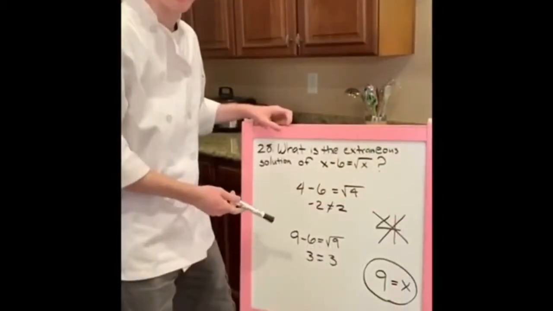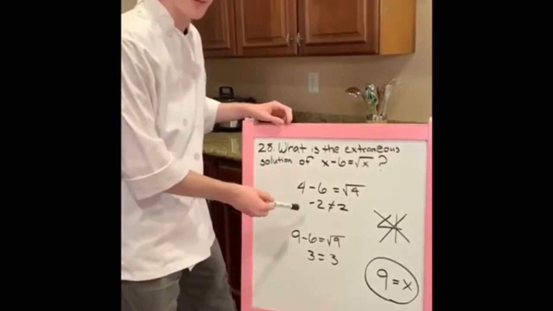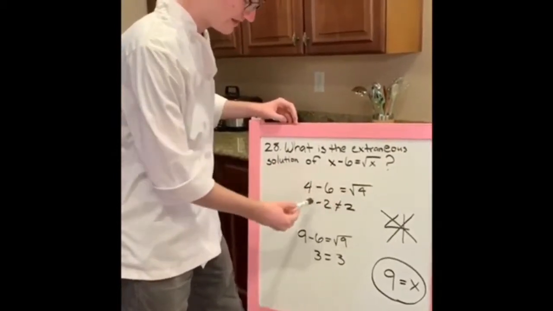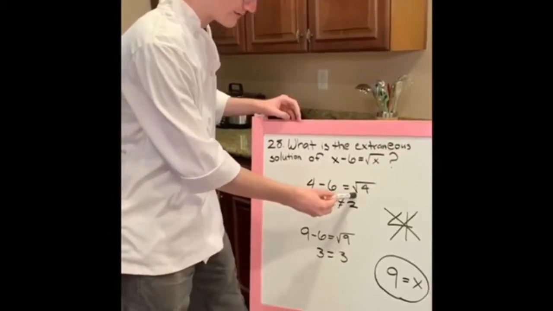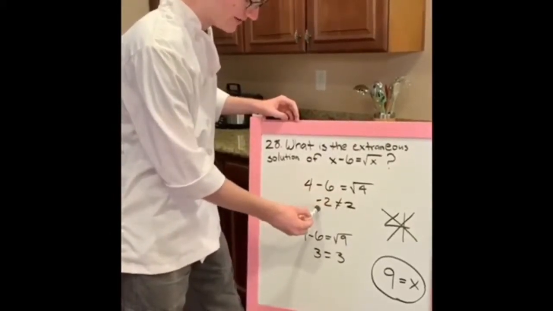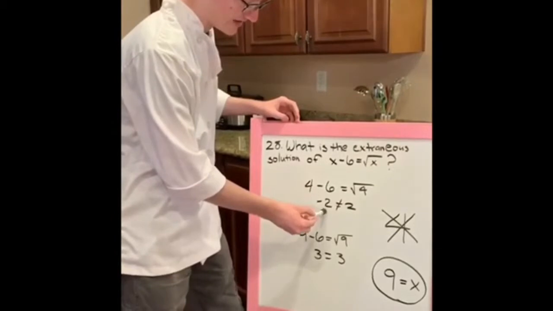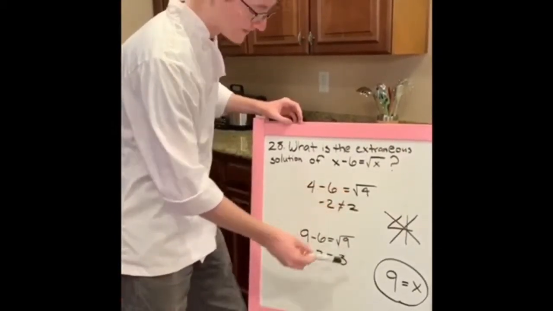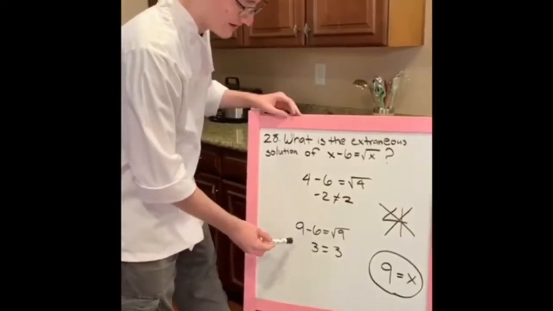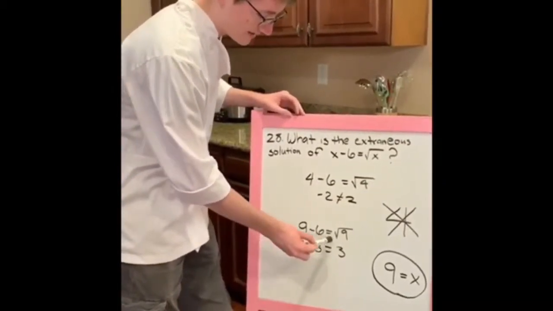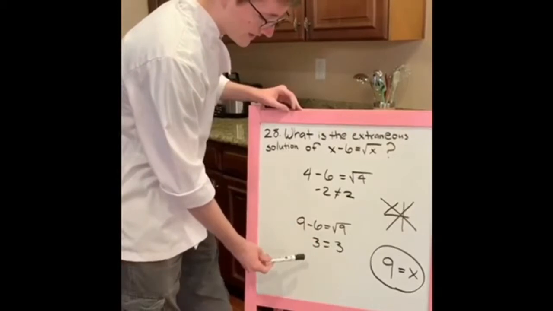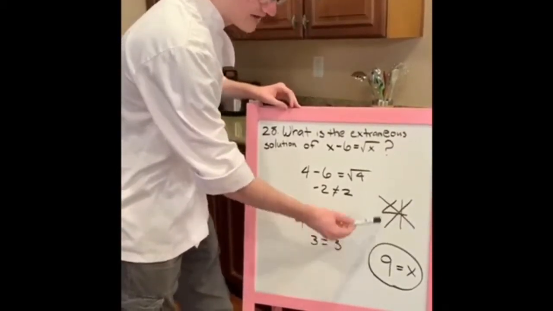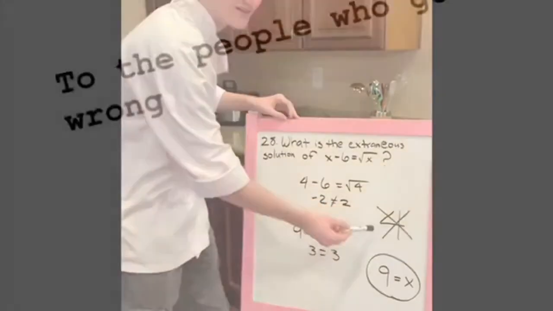And the extraneous solution is 4, and here's why. Because when you plug it back into the base equation, 4 minus 2 equals the square root of 4, and 4 minus 6 equals -2, and that does not equal 2, which is the answer to this. So when you plug in 9, 9 minus 6 equals the square root of 9, and 3 does equal 3, so that is the actual answer, and 4 is the extraneous solution.